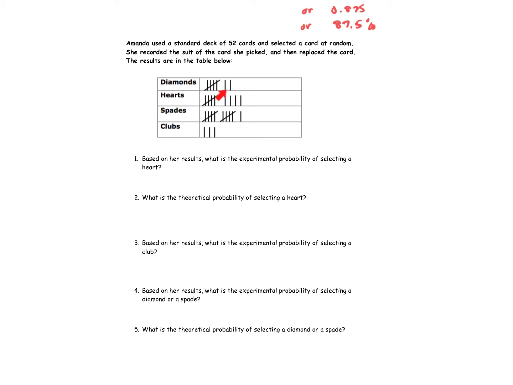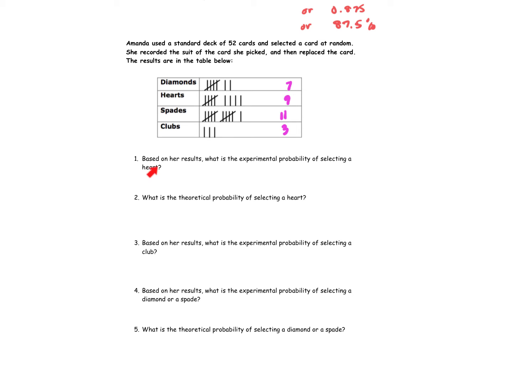So diamonds occurred 7 times, hearts occurred 9 times, spades occurred 11 times, and clubs were 3. So that might be helpful if we write those tallies down. We have 7, we have 9, 11, and 3.